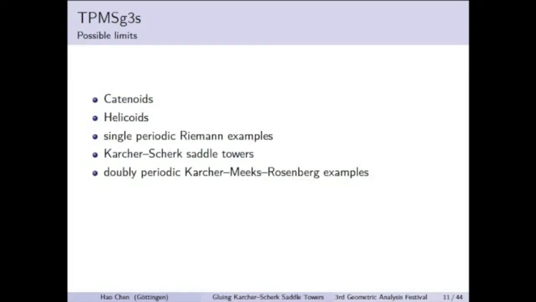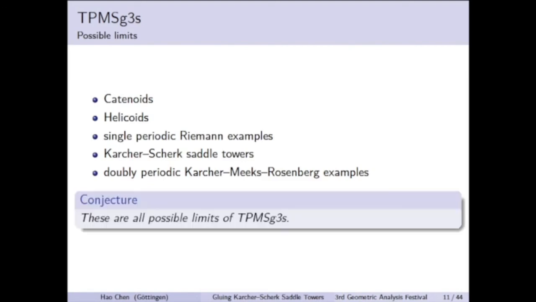So, in the spirit of Martin, a natural question is, what are the possible limits of TPMs of genus 3? If you look at the limits of Weierstrass data, you will see possible limits are shown here: the catenoids, helicoids, singly periodic Riemann examples, Karcher-Scherk saddle towers, and doubly periodic KMR examples. I conjecture that these are all possible limits. So assume that this conjecture is true. Then a next step is to study each of these limits.